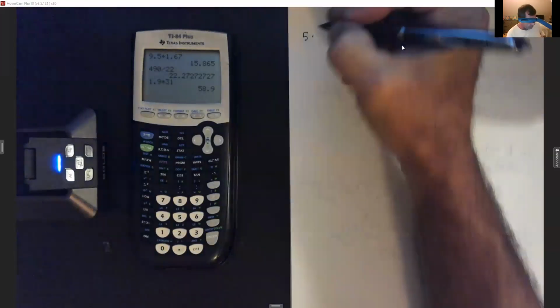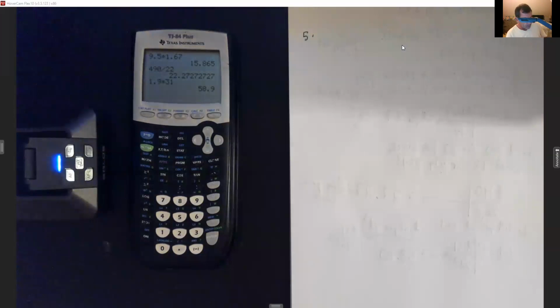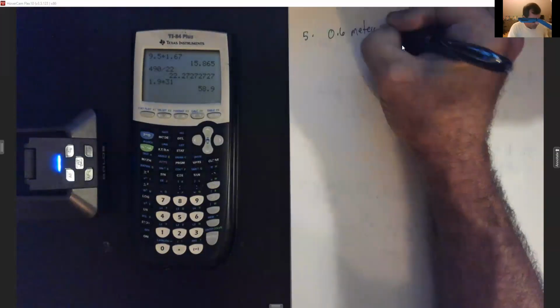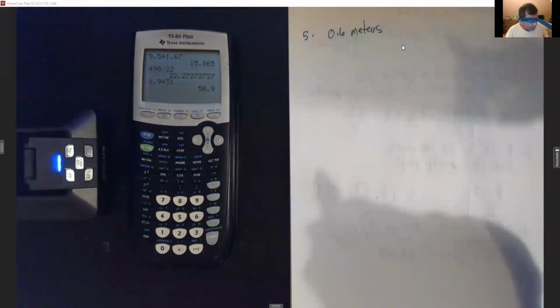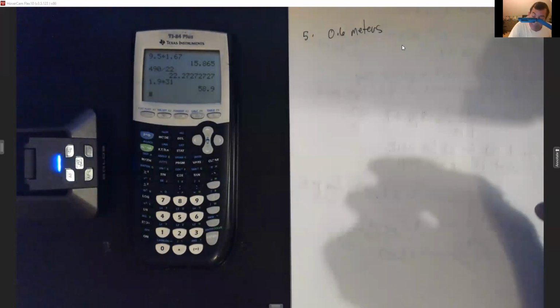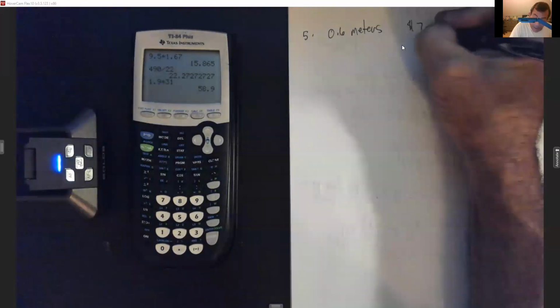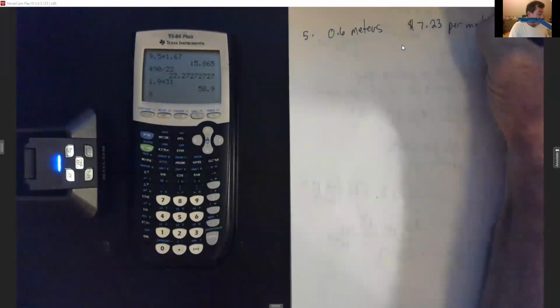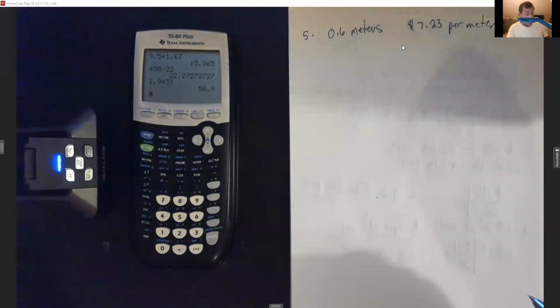And this is my number 5. So Sid needs 0.6 meters of canvas material to make a carry-all bag for his wheelchair. The canvas is $7.23 per meter. How much will Sid spend?